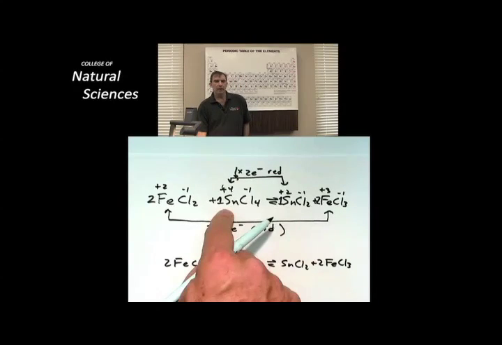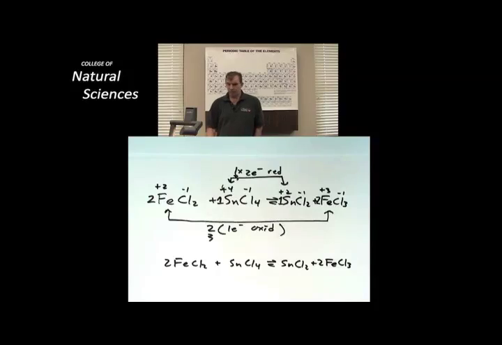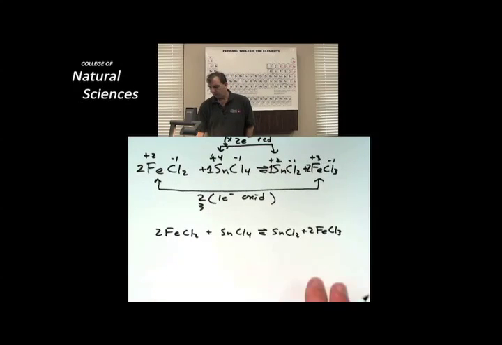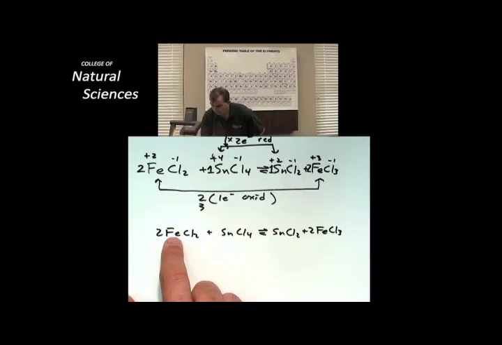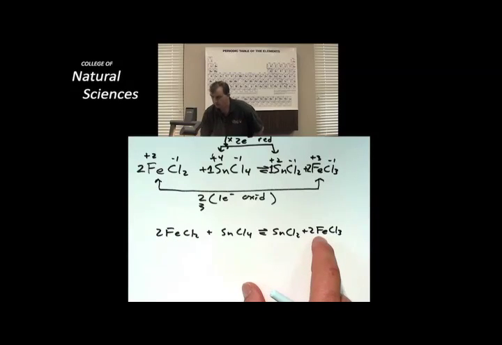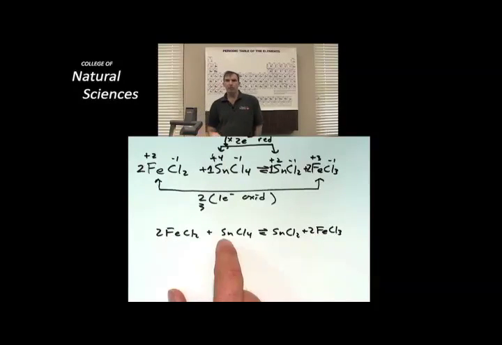So let's see if this is working. Let's look at the mass and the charge balance. Obviously, the charge balance is there, 0, 0, 0, and 0, so the charge balance is fine. What about the mass balance? I've got 2 irons on this side. I've got 2 irons on that side. I've got 1 tin on this side and 1 tin on that side, but that was never my problem. My problem was the chlorines.